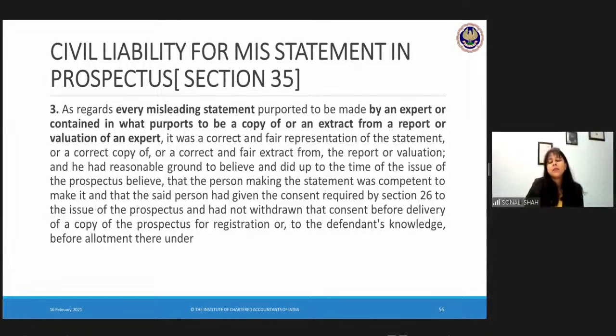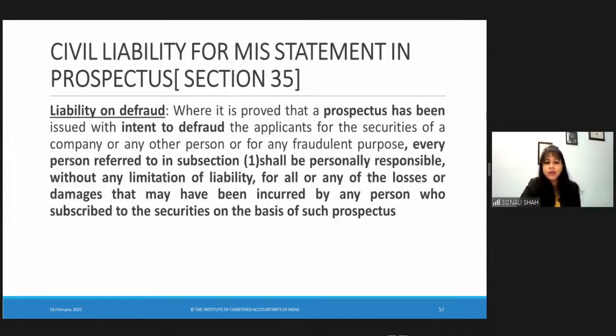Thirdly, where the misleading statement is purported to be made by an expert, or it is an extract of the statement given by an expert, and it was a correct and fair representation of the statement, in that case also, there will be no civil liability on the 5 persons that have been named.